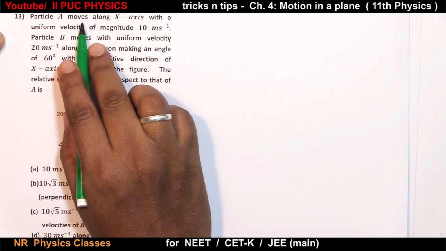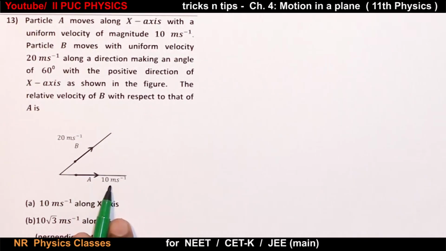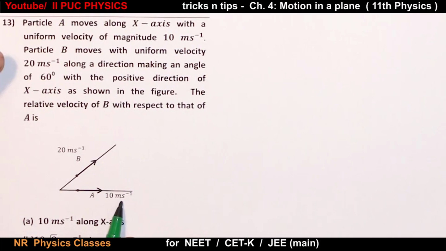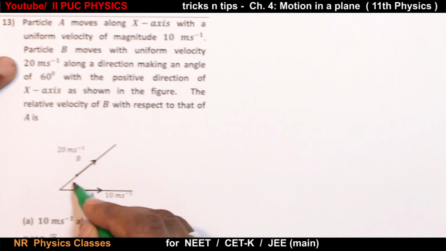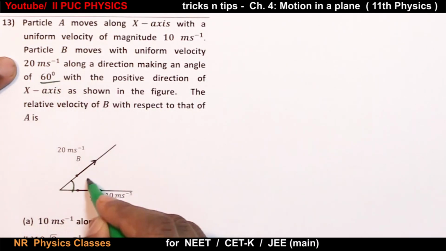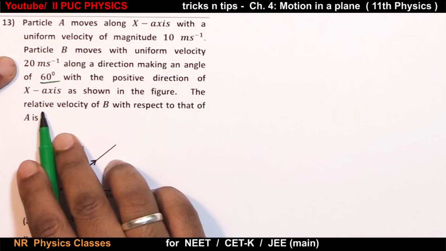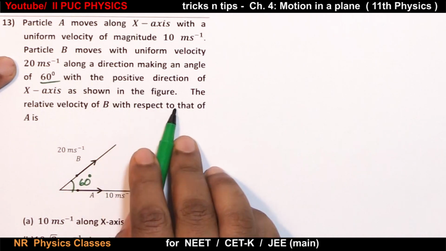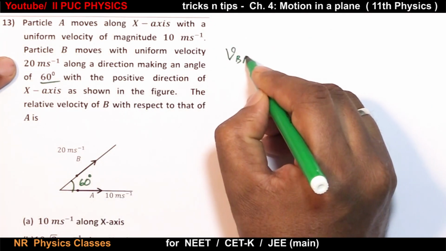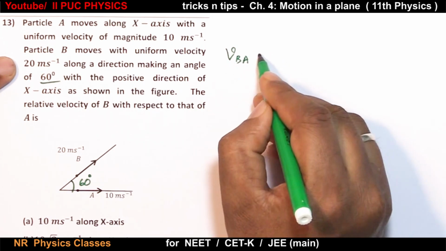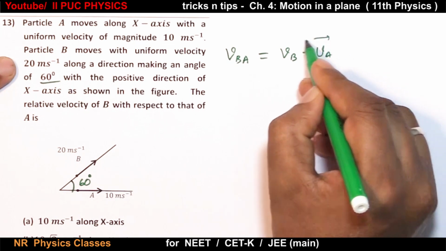Next question: particle A moves along the x-axis with 10 meter per second. B moves with 20 meter per second at an angle of 60 degrees. It is mentioned 60 degrees. Fine. The relative velocity of B with respect to A. We should write it like this, and this is defined as VB minus VA. Of course, they are vectors.